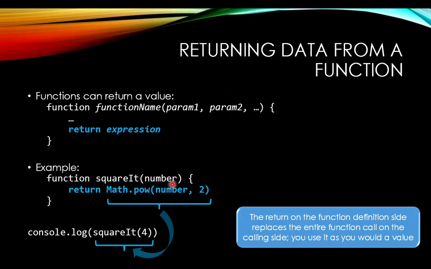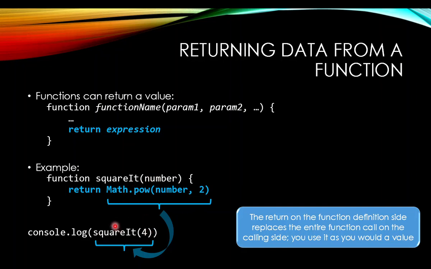So it's going to take the number that the caller passed in. It's going to raise it to the second power, which squares it, right? Now the way that it works is it's going to evaluate this, take the number, raise it to the second power, figure out what the result of that is. Then on the calling end, it's going to replace the entire call to this function, square it. It's going to replace this entire call with the result of that expression.